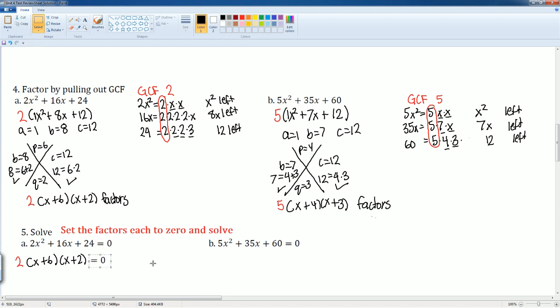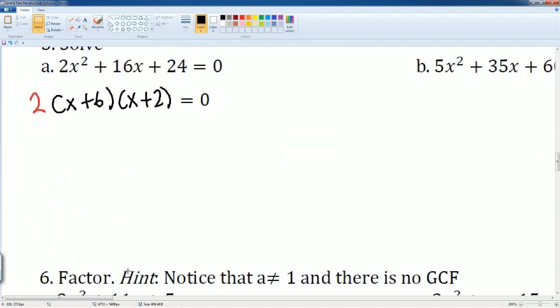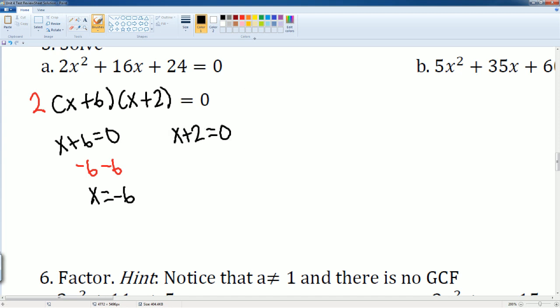Let's take a look. We have x plus 6 equals 0. We subtract 6 from both sides. Then you get x is equal to negative 6. Then we also have x plus 2 equals 0. We subtract 2 from both sides. Then we get x is equal to negative 2. Here are your solutions. That's it.